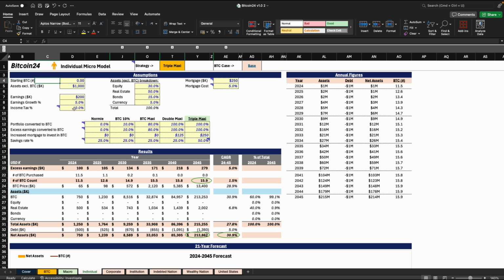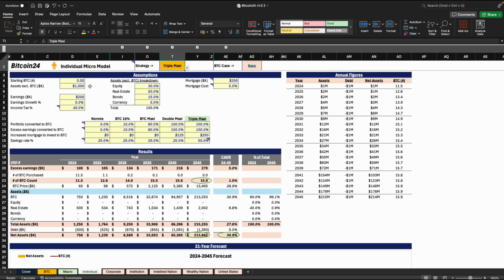So what are the assumptions here? We're taking a person, probably a person in the Western world, in a developed country, probably the United States, Canada, UK, somewhere in Europe, Western Europe. This person has assets of $1,000. We're assuming that he's starting with 0 Bitcoin and he's a triple maxi.